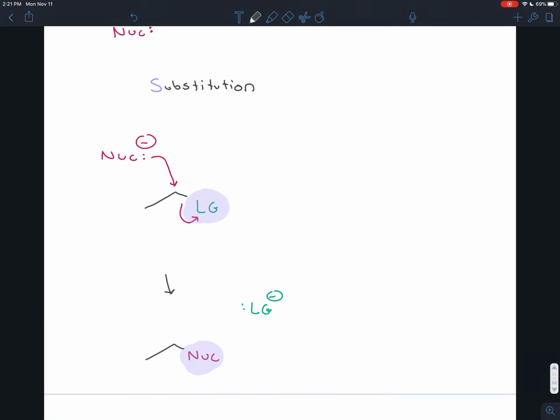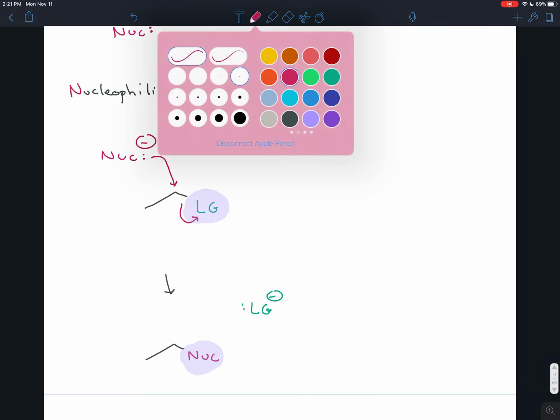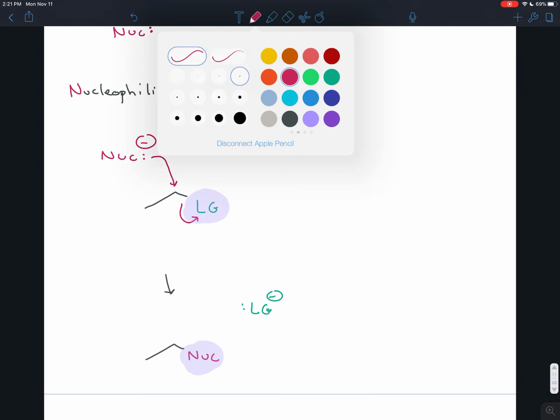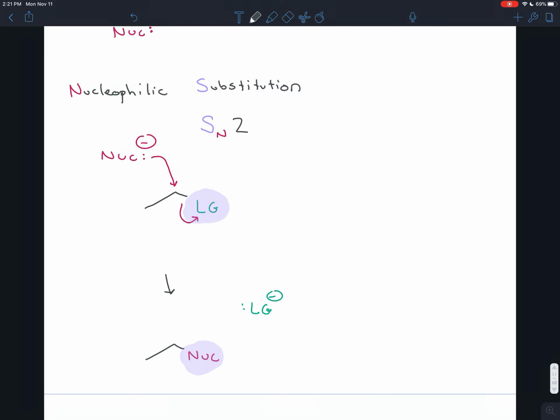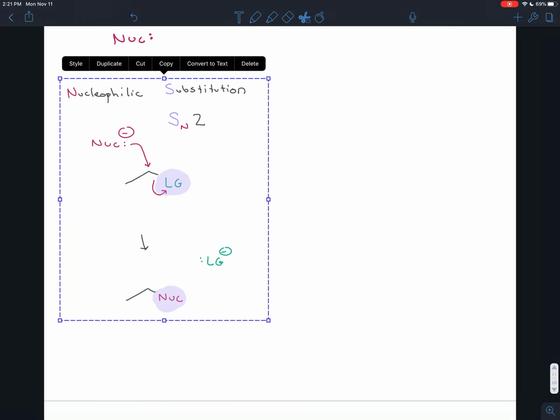And what drove that was having this nucleophile attack. So it was called a nucleophilic substitution. And that was abbreviated in the names for different mechanisms. For example, you had an SN2 mechanism and an SN1 mechanism. And in both of those cases, they were substitution reactions that were instigated by a nucleophile. So they were nucleophilic substitution. Okay, so much for what you did in Organic Chemistry 1.